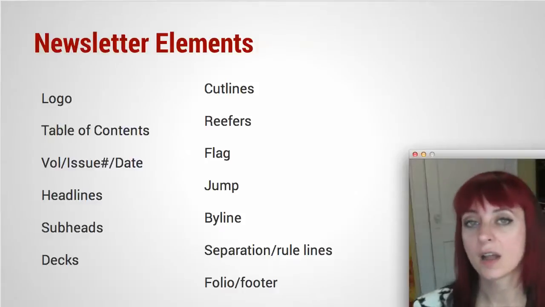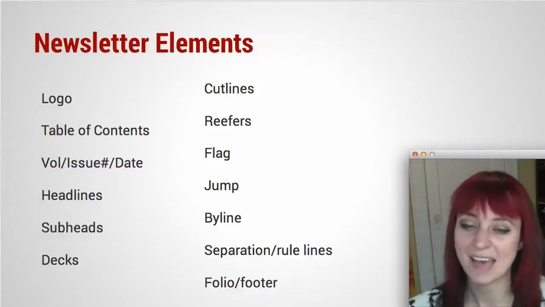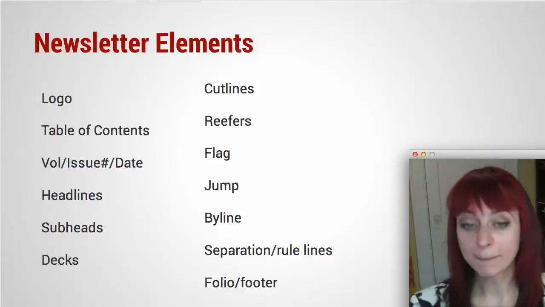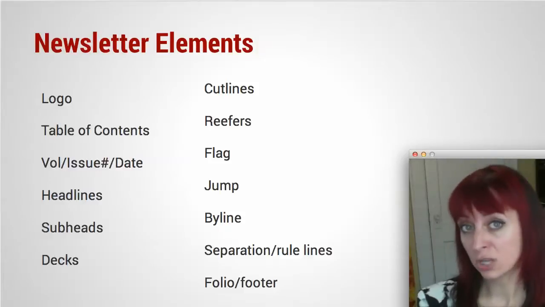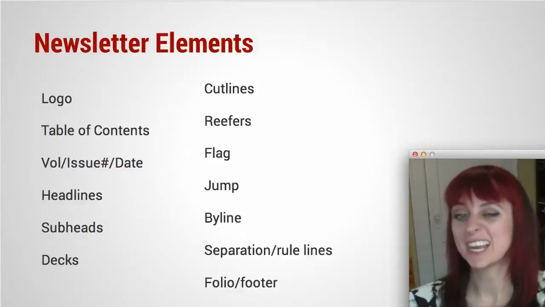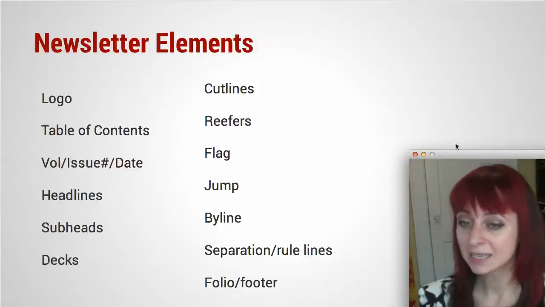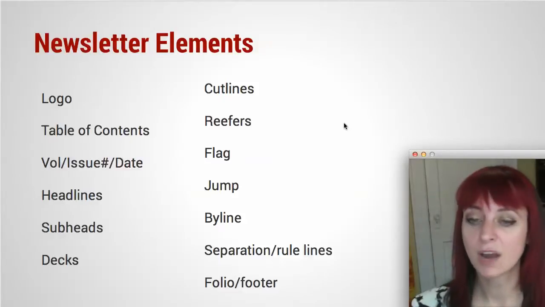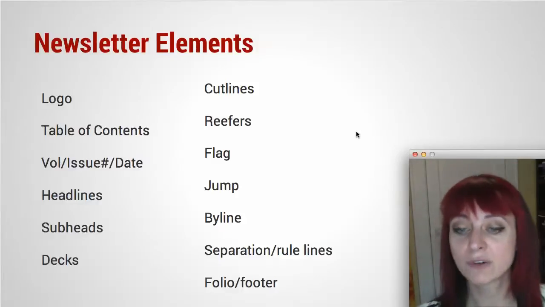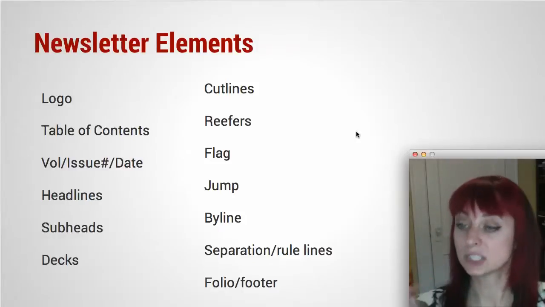Refers are elements that refer to other elements, so you may or may not have these. Flag, that's the name of the newsletter across the top. Jump is when you run out of room for an article on one page and you have to put a little piece of text that says continue reading on page 4, whatever it is. You should have dealt with those in 103 when you worked on your magazine. Byline, the name of the person who wrote the article. Separation or rule lines, which I talked about in the last video, and the folio or footer, which is a little strip across the bottom that tells you the page number.